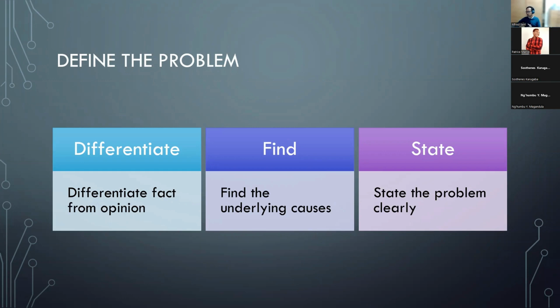Okay, so unajaribu kuangalia nini tatizo kabisa, na usichukue tu kitu ambacho umeambiwa on the surface, sio state the problem clearly. Kwa hiyo sasa umesha differentiate fact from opinion, umejua underlying causes, unaweza ukaliandika sasa tatizo very clearly, ili timu yako wanapokuja ku brainstorm na wewe kutafuta solution ya hilo tatizo, it is clear what is the problem. It's almost like a problem statement, sio kwenye mambo ya research, sio what are you actually trying to solve.